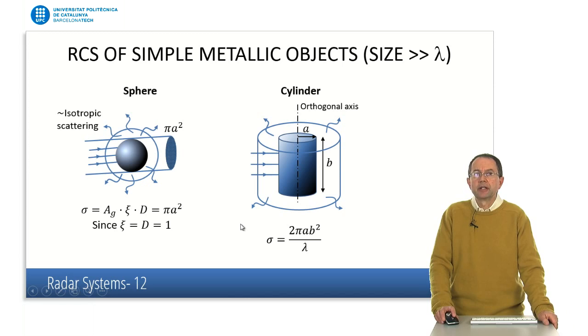Here in the slide, you have a typical radar cross-section of some metallic objects. All of them have been considered with a size which is much larger than lambda. For the sphere, a metallic sphere, this is almost isotropic. It's not perfectly isotropic, but it's almost like an isotropic object. So sigma actually equals the geometric projected area in this case, because the efficiency and directivity are 1, or almost 1. In the cylinder, you also have another expression.